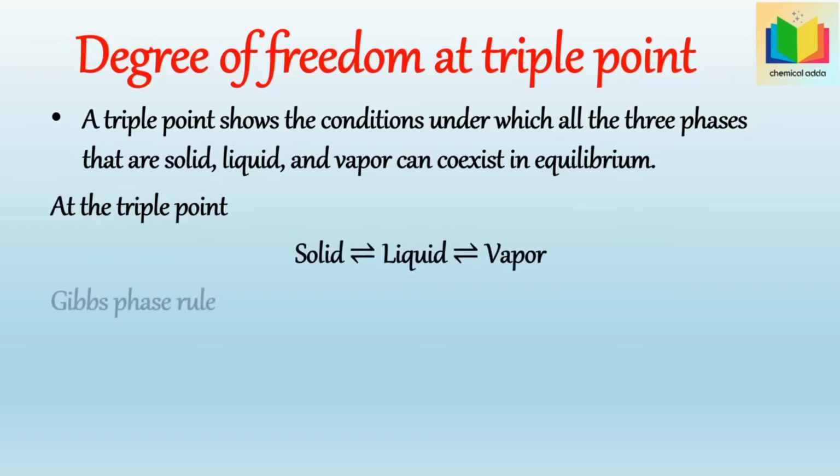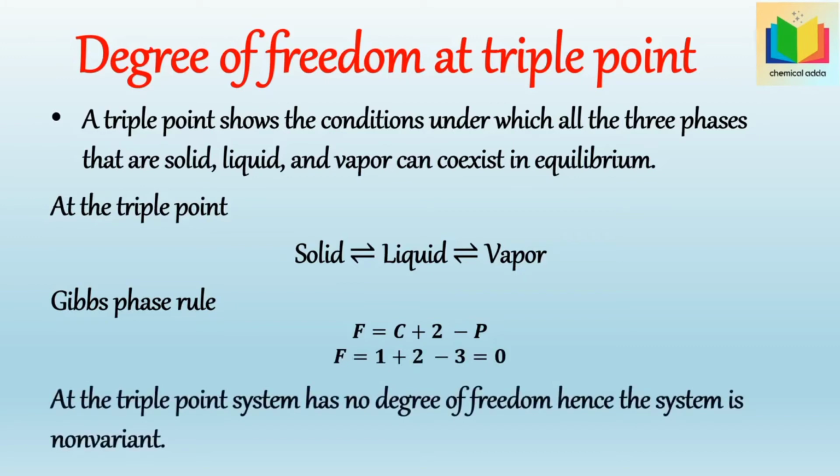Hence, according to Gibbs phase rule, F = C + 2 - P. But in the given system, only one component, that is water, is present. Hence C = 1. And there exist three phases, which are solid, liquid, and vapor phases. Hence P = 3. Hence we get F = 1 + 2 - 3, which is equal to 0. So, at the triple point, F = 0, which means that the system has no degree of freedom, and hence the system is non-variant.